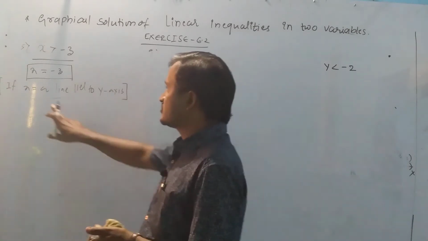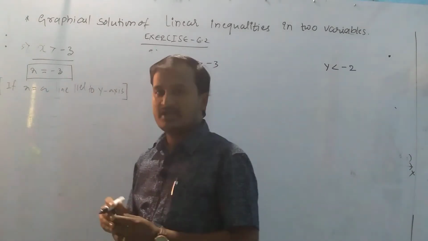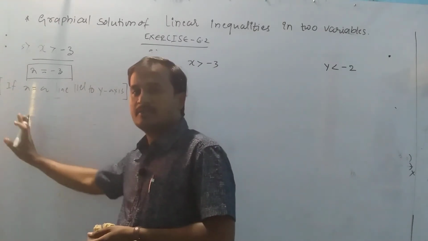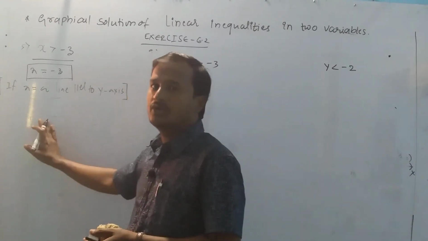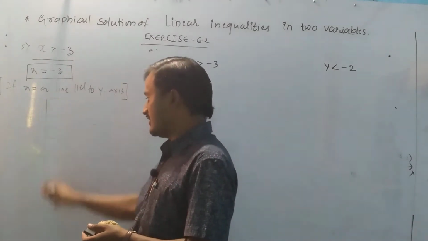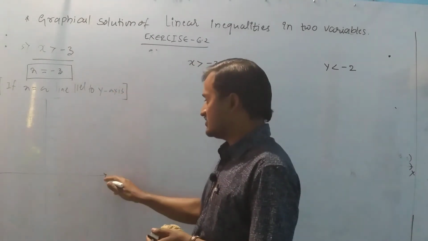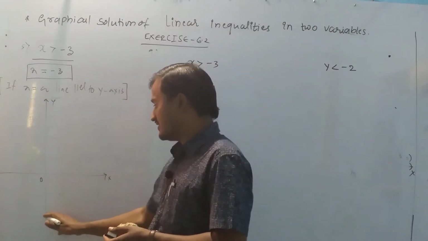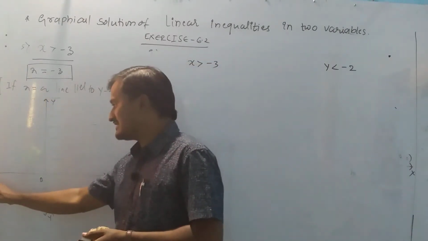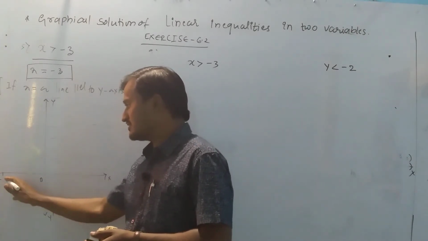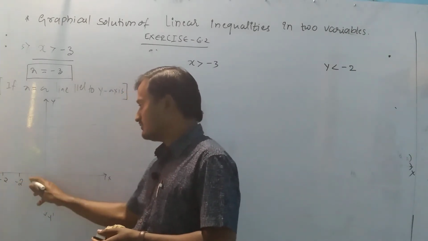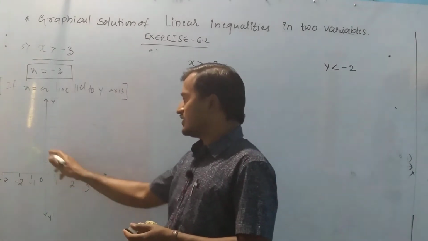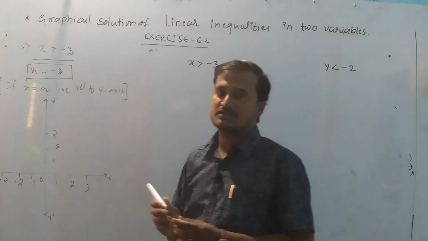Okay, right. So in the place of a, here we have minus 3. It means that we have to draw a line that is parallel to y axis. So therefore, here we will write like this. Here it is x, here it is y, origin, and here it is y dash, and x dash. So here I'll write minus 3, minus 2, minus 1, and here 1, 2, 3, right, like this.